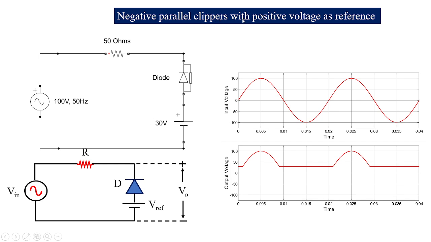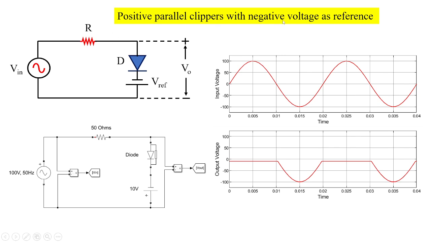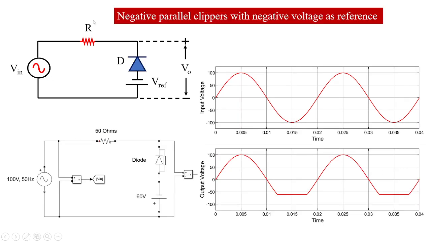Then a negative parallel clipper with positive reference voltage. With positive reference voltage I have selected here as 30. So you can see here 30. This output is obtained and the negative waveform is clipped off. Then a positive parallel clipper with negative reference voltage. With negative reference voltage you can see I have selected the voltage value as minus 10. So at minus 10 this is how the waveform is obtained. And for the negative parallel clipper with negative voltage as reference, you can see I have taken here as 60, and that too reference negative value. So minus 60 you can see over here, and the negative clipper, so the negative waveform is clipped off.